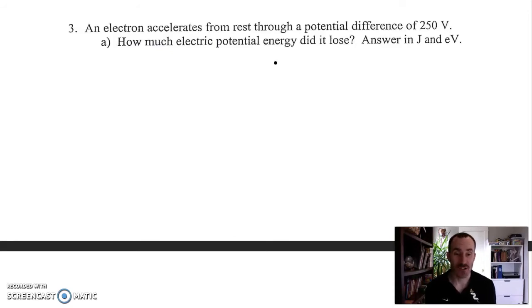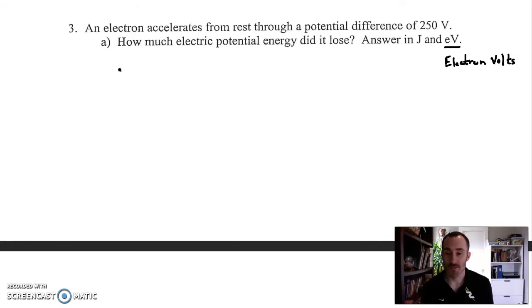We're supposed to answer that in joules and electron volts. That's what this is. EV. That's electron volts. And despite its name, it is not a measure of voltage at all. It's a measure of potential energy. It's like coulombs and ECs are both measures of charge. Joules and electron volts are both measures of potential energy.